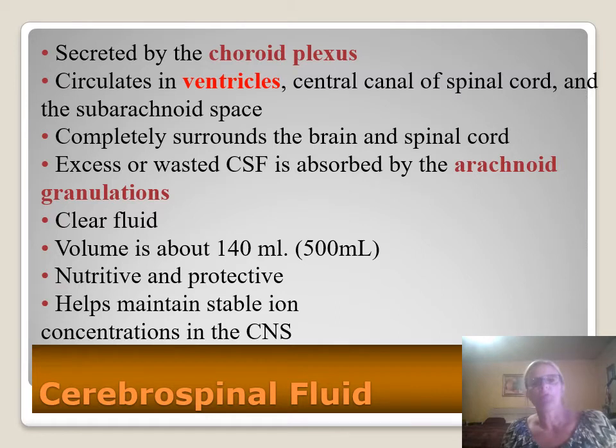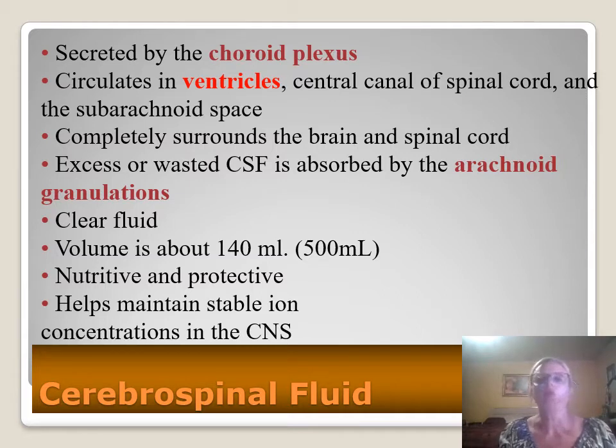Cerebral spinal fluid is clear, or at least healthy cerebral spinal fluid is clear. The volume is normally about 140 milliliters at one time, but it's reabsorbed, so humans actually secrete a total of 500 milliliters of cerebrospinal fluid a day. Okay, but it's reabsorbed, so at any one time it's 140, but the total amount is 500, and that is important.